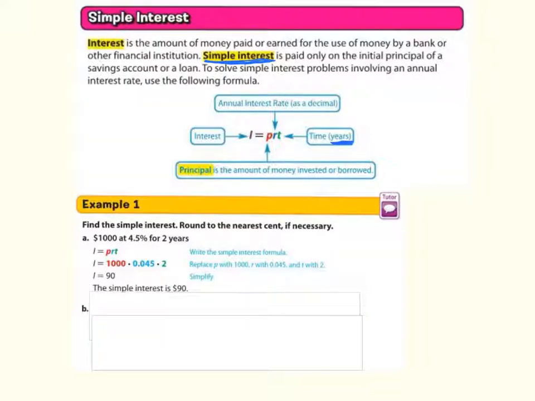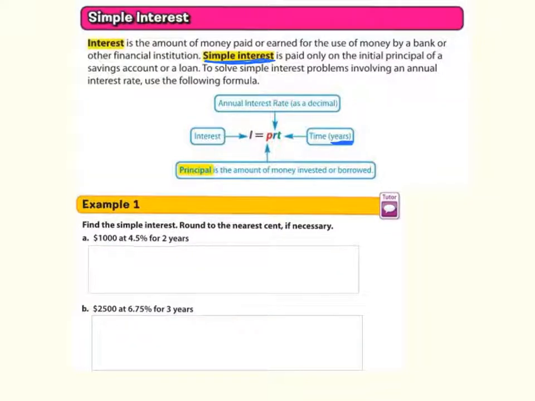So pretty much if you were to deposit or put in the bank $1,000 and leave it alone for 2 years, and that bank agrees to give you money at that interest rate of 4.5%, you will earn $90 in 2 years. All right, let's do the next one.